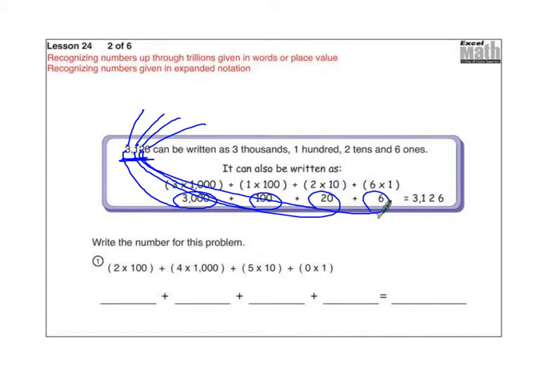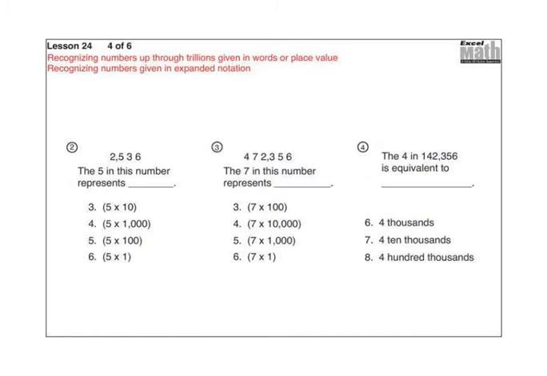Write the number for this problem. 2 times 100, 4 times 1,000, 5 times 10, and 0 times 1. Well, let's rearrange this so it's in order from biggest to smallest. Here I have my thousands place, so I'm going to put 4,000 right there. Go ahead and do that. And then the hundreds place is next. You should be writing this on your paper. 2 times 100 is 200. 5 times 10, that's of course equal to 50. And 0 times anything is equal to 0. We put it all together and we get 4,250. No ones. 4,250. There's my answer. Go ahead and fill that in on your paper if you haven't done so.